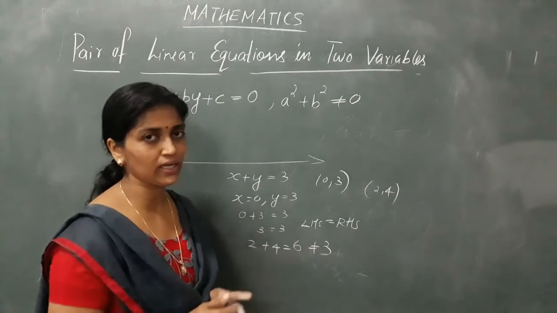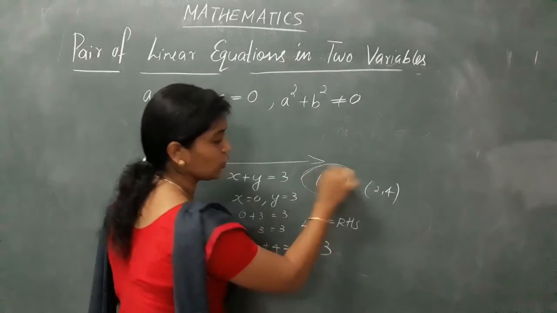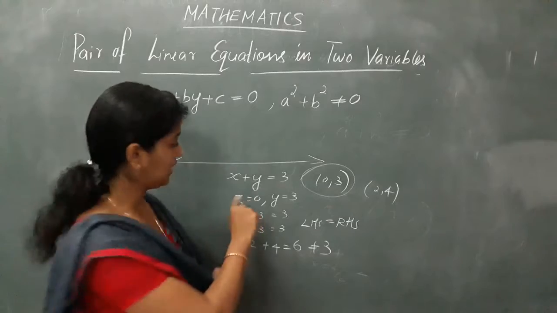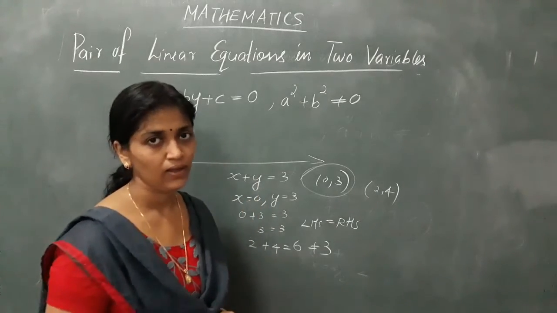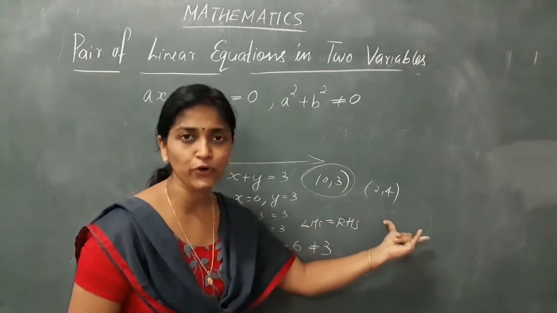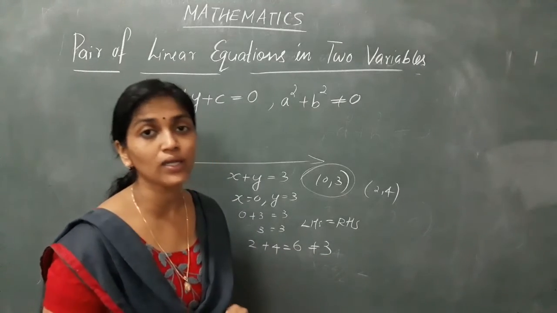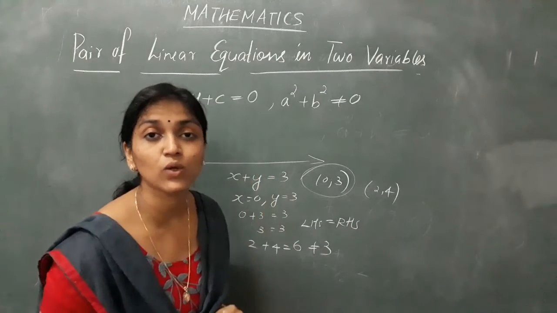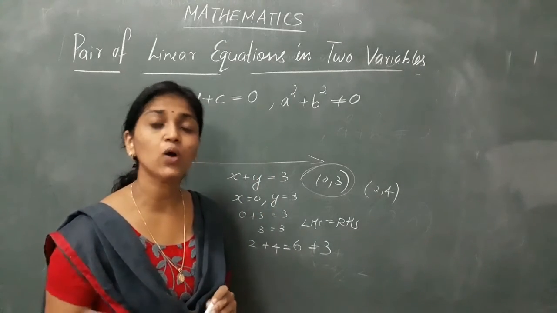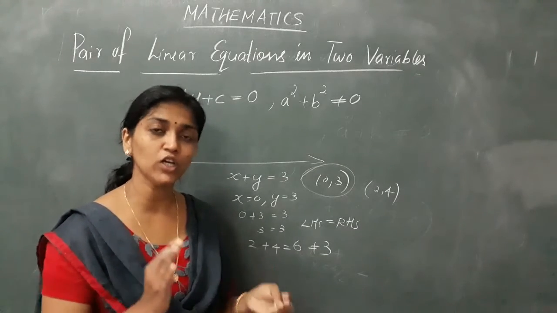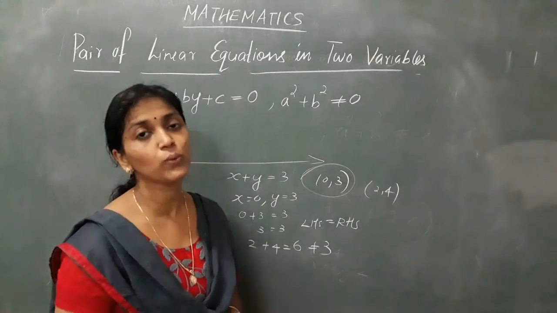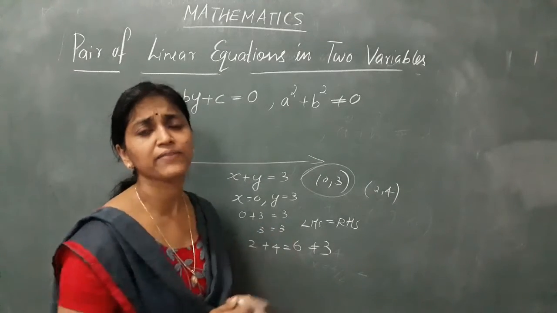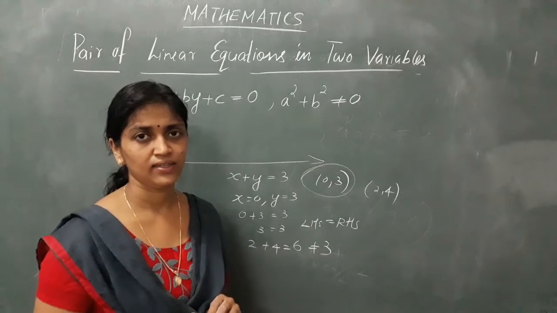How can we say it geometrically? The point (0, 3) will lie on the line representing the linear equation x plus y equal to 3. But the point (2, 4) will not lie on that line. That is how we studied the meaning of a solution of a linear equation in two variables geometrically. Clear? All this we studied in 9th standard.